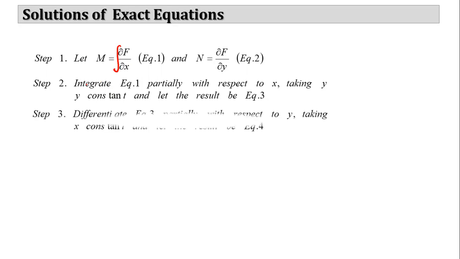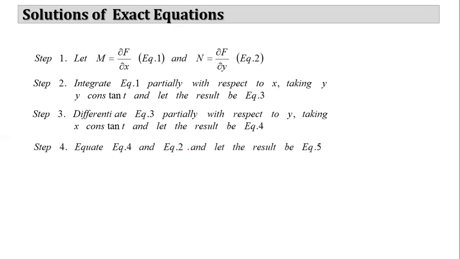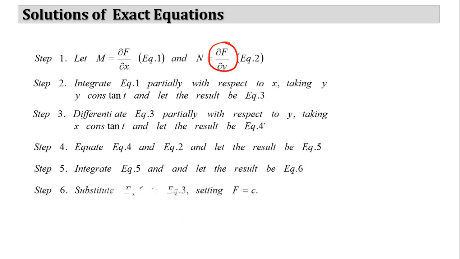Then step 3, differentiate equation 3. So whatever result you obtained in step 2, you differentiate it partially with respect to y. That means you're taking x constant, and let the result be equation 4. Then step 4, you equate equation 4 and equation 2, and let the result be equation 5. Then step 5, integrate equation 5 and let the result be equation 6. And finally, step 6, you substitute equation 6 into equation 3, and then you set capital F equals C.